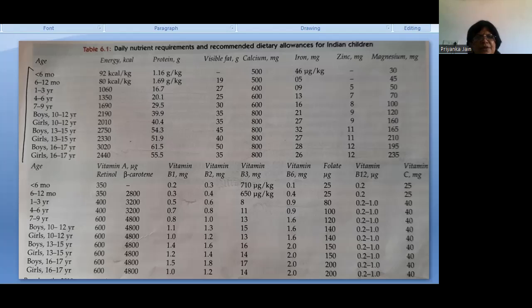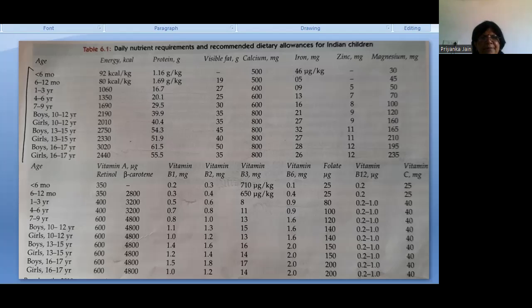And boys 16 to 17 year and girls 16 to 17 year. Energy requirement is 3020 in boys and 2240 in girls. Protein 61.5 gram and 55.5 gram in females. 50 gram visible fat in boys and 35 gram visible fat in girls. Calcium requirement in both is 800. Iron 28 mg in boys, 26 mg in girls, and the zinc is the same, 12.